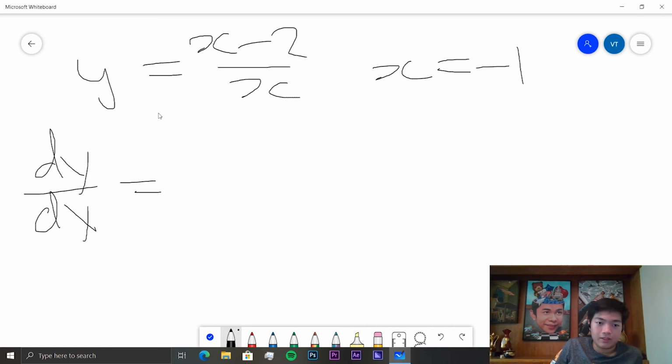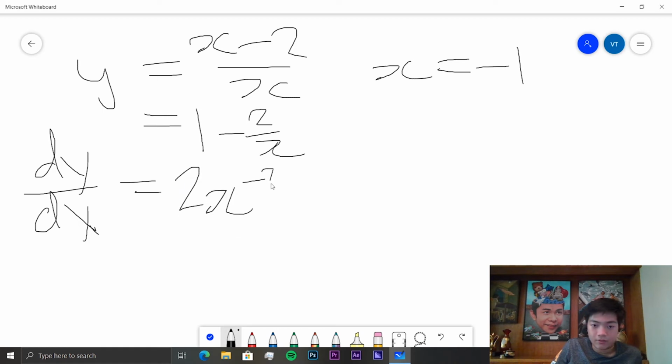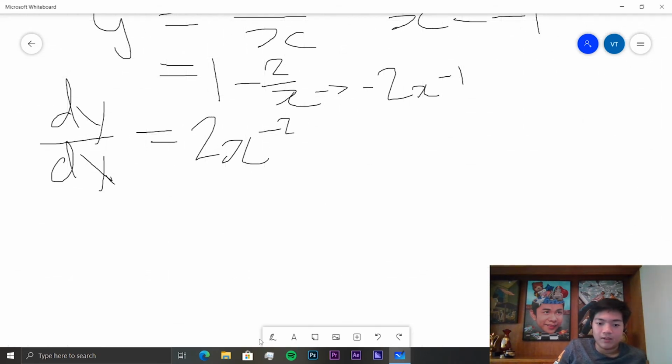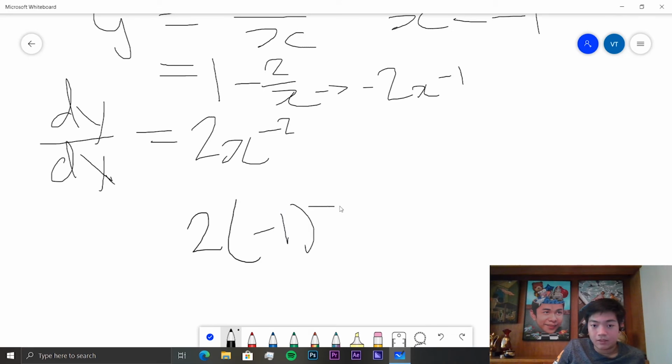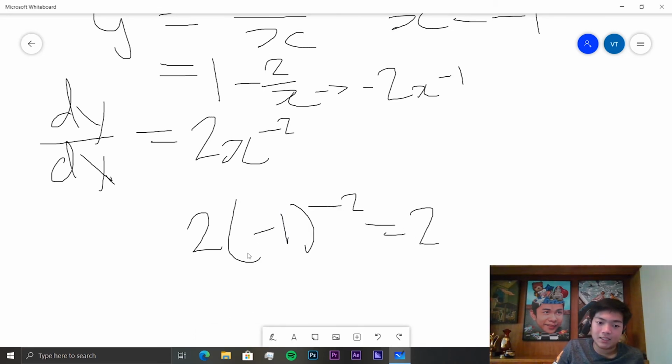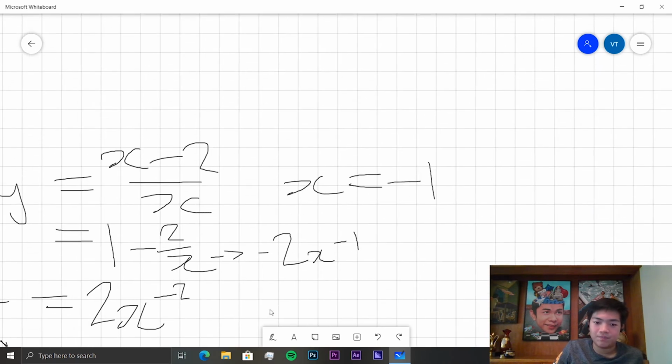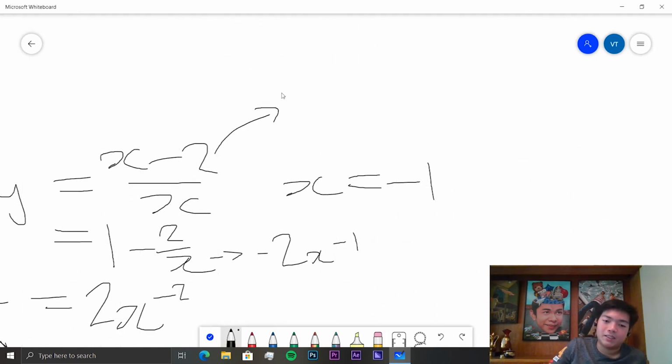Well, this equation is equal to 1 minus 2 over x. So the dy over dx will be equal to minus 2x to the negative 2, since this is, of course, equal to negative 2x to the negative 1. And so we need to find the equation of the tangent of the normal at x equals minus 1. Well, 2 times minus 1 to the negative 2 is equal to 2. So the gradient of the tangent is 2. I have a feeling we've done this question already. But anyways, negative 1 minus 2 over negative 1 is equal to 3. So this is the point negative 1, 3.